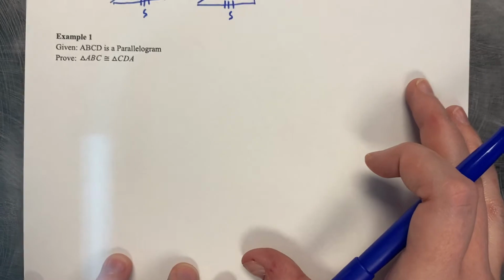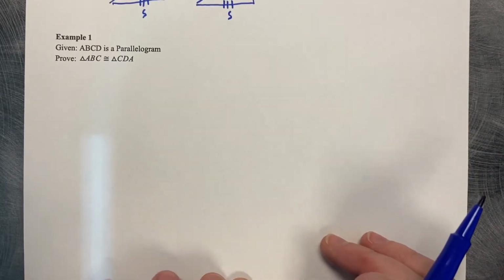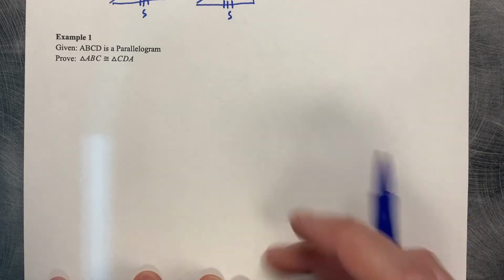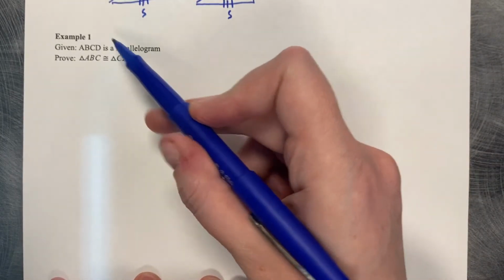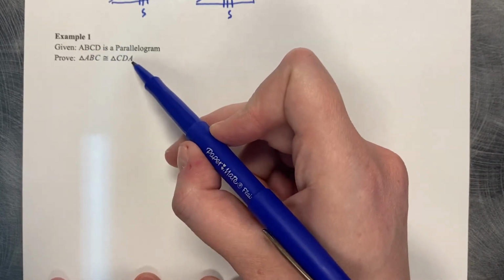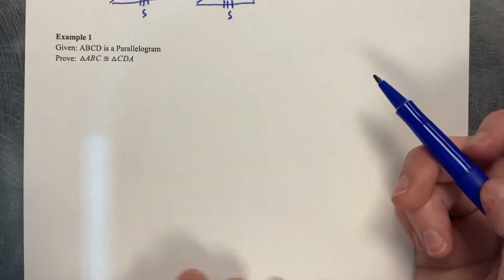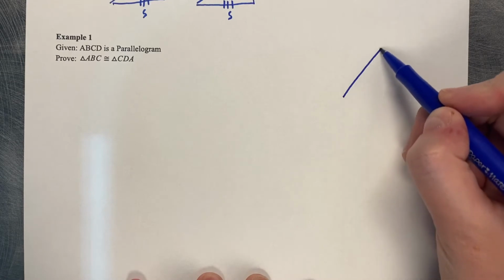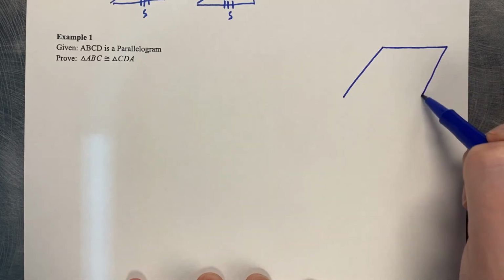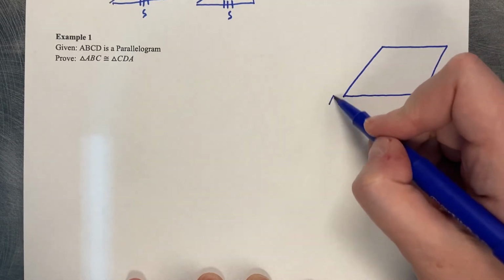Example number 1, ABCD is a parallelogram, and we'd like to prove that triangle ABC is congruent to triangle CDA. So when you see proofs like this where you're trying to prove that triangles are congruent, it's a good idea to try to go for one of the triangle congruence patterns. So I'm going to draw my picture over here.